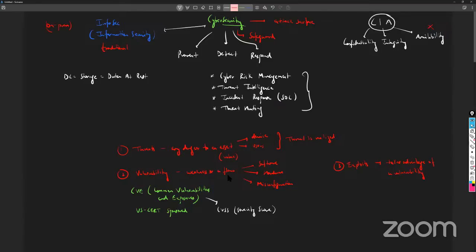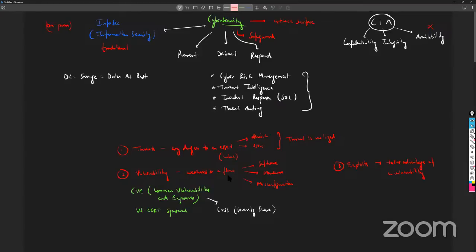So a lot of organizations attempt to find and fix vulnerabilities before any piece of software gets released to the users. Could be on the network, on the internet, anywhere. Now, some organizations do not do that.